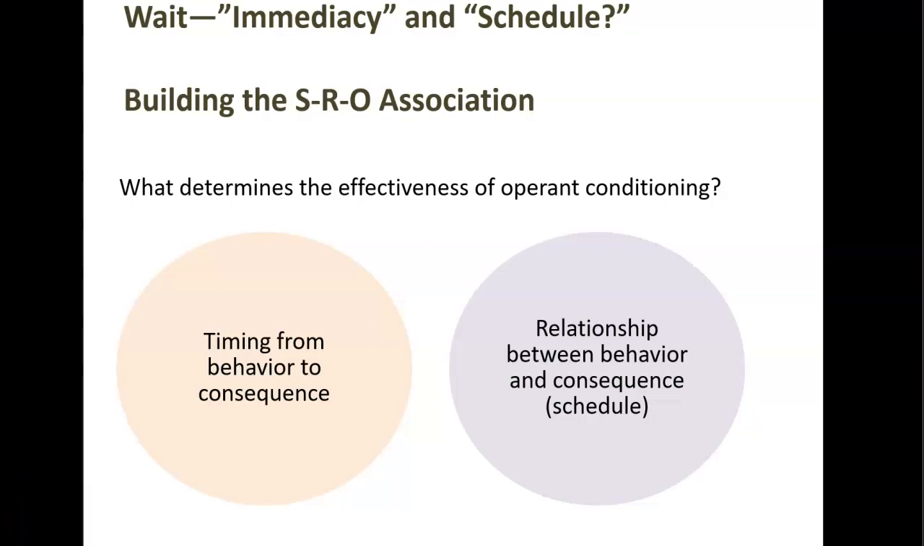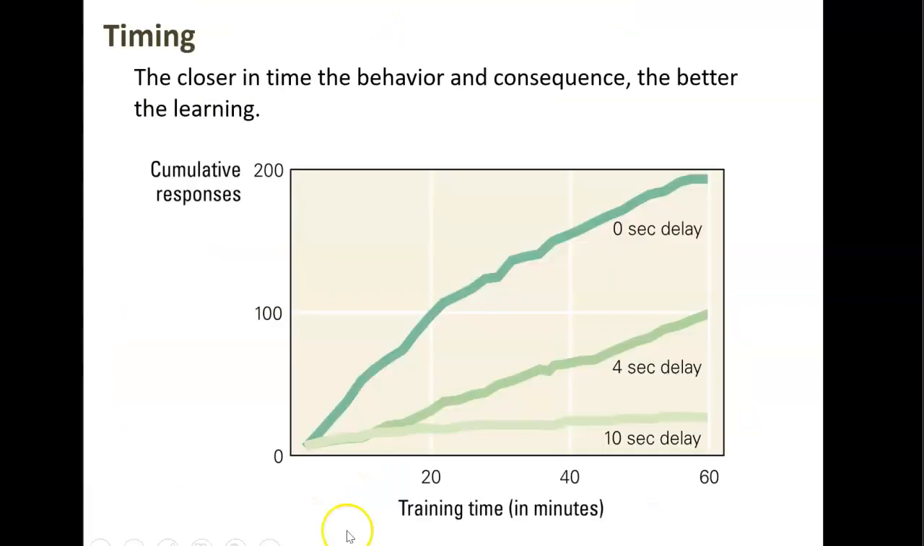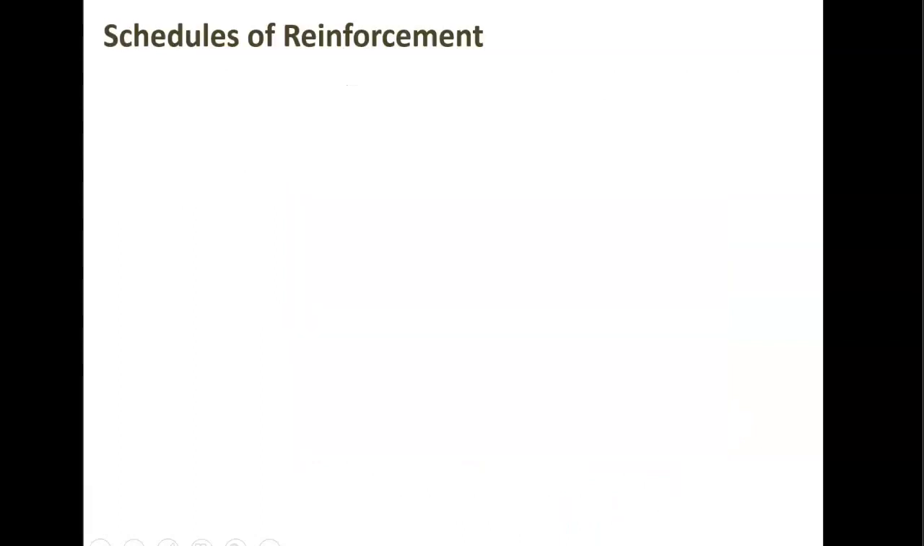So to clarify that, those ideas of immediacy and schedule, the book talks about how we build this SRO or stimulus response outcome association. 2 key things that determine the effectiveness of operant conditioning: timing from the behavior to the consequence, and the schedule or the relationship between the behavior and consequences. So in the last couple minutes of this video, I want to talk a bit about these schedules. Timing, I think, is pretty clear. This is showing that if we have no delay, learning is fastest. Long delay, learning is not even there. But let's talk about these schedules of reinforcement.